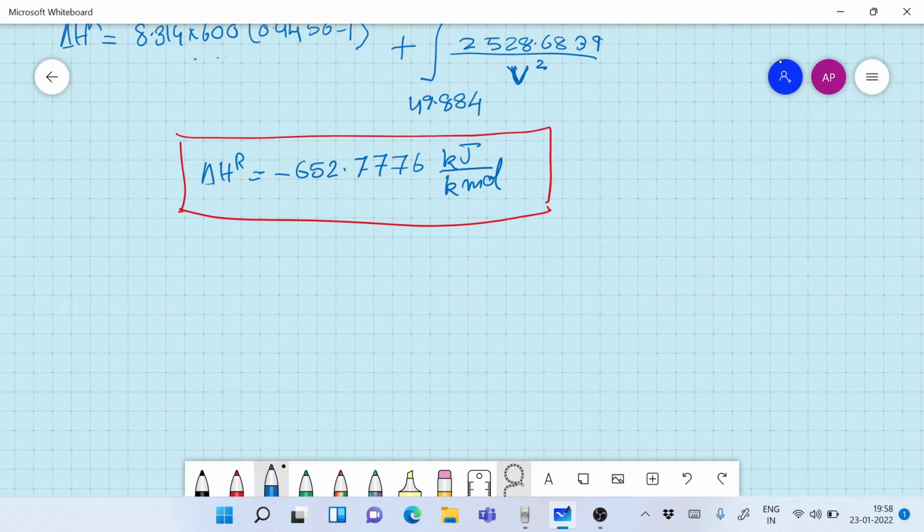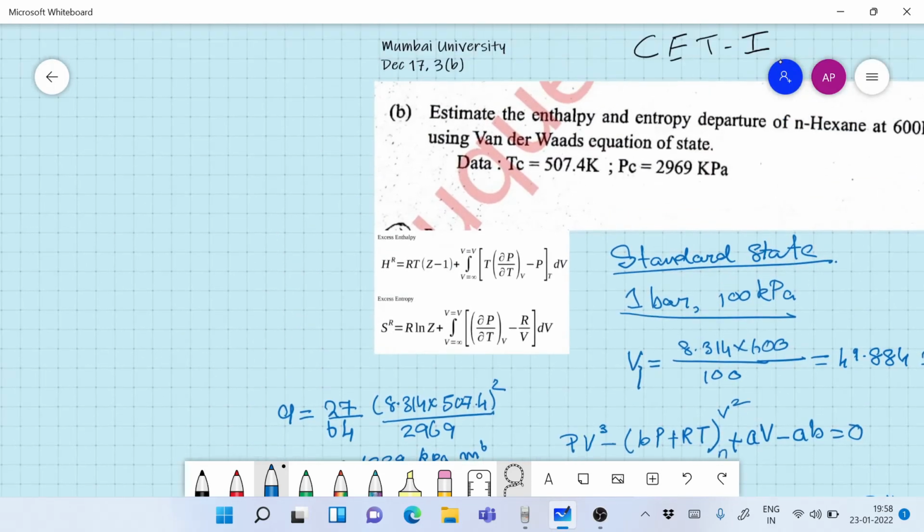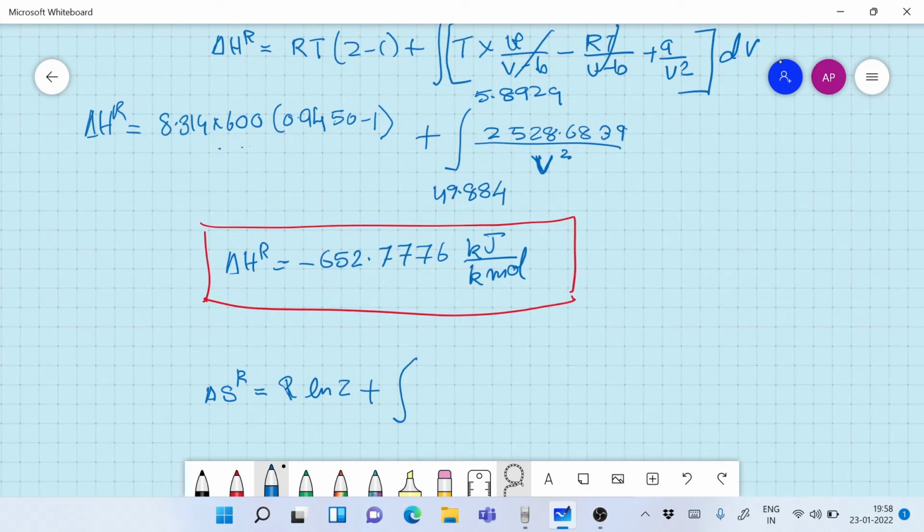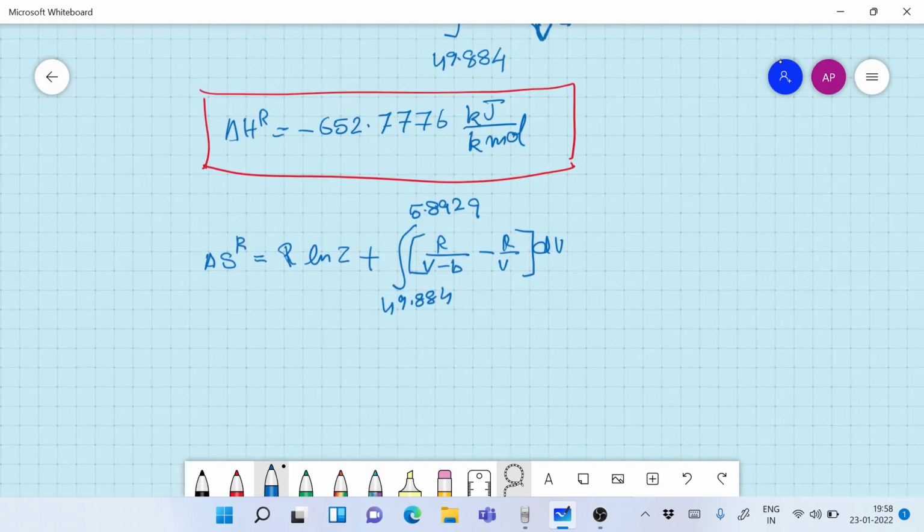Now let's go to the calculation of delta SR. We pretty much have all the values for it. That's R ln Z plus, so let's look at the formula. That's R ln Z plus the integral from 49.884 to the upper limit of 5.8929, where ∂P/∂T is R/(V - b) minus R/V, dV.